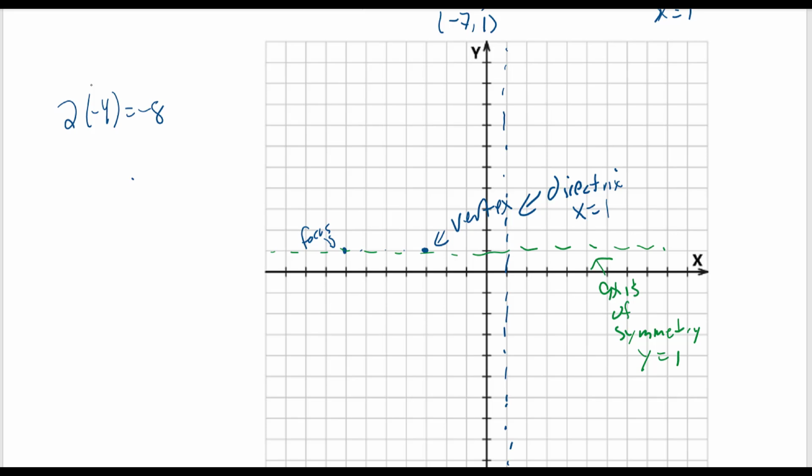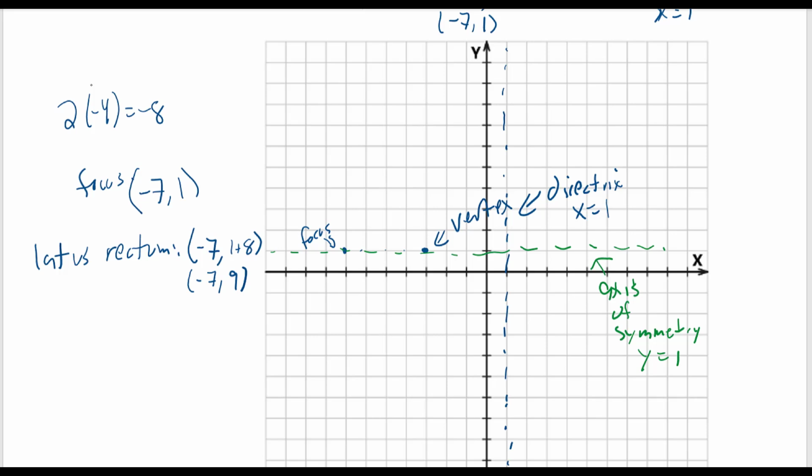Okay, take the focus, which is at -7, 1. And so the latus rectum is going to be at -7, 1 plus 8. And that's going to be -7, 9. And then -7, 1 minus 8, or -7, -7.